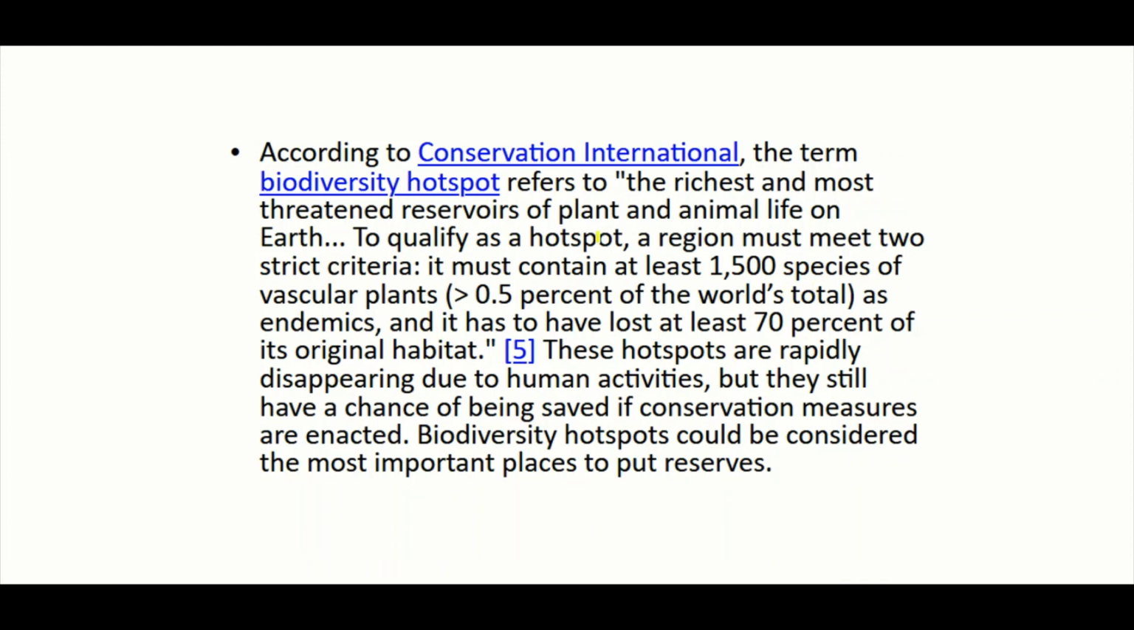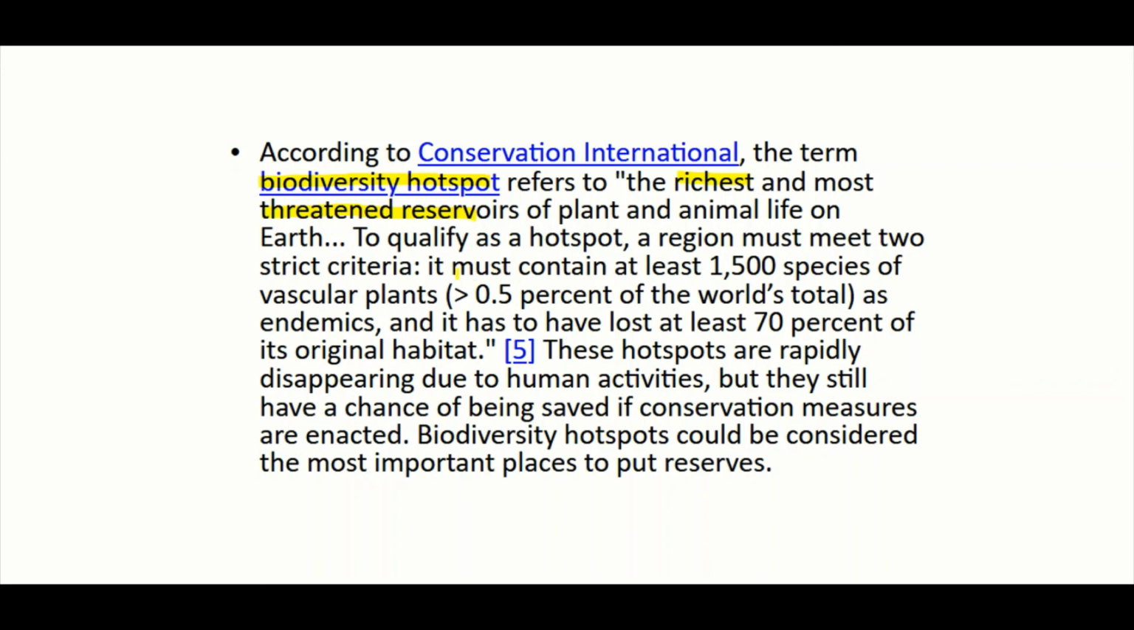Then, according to Conservation International programs, the term biodiversity hotspot refers to the richest and the most threatened reservoirs of plants and animal life on Earth. So if you hear a biodiversity hotspot, it refers to a place that is extremely rich, but of course also threatened reservoirs of plants and animals that we need to conserve. And to qualify as a hotspot, a region must meet two criteria.